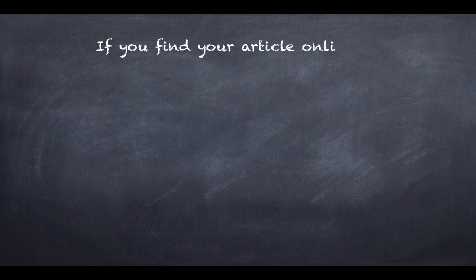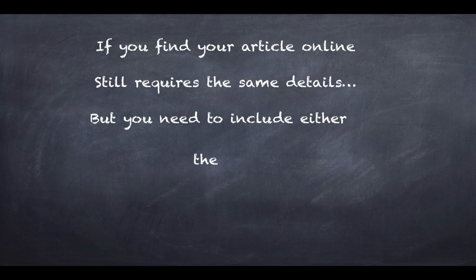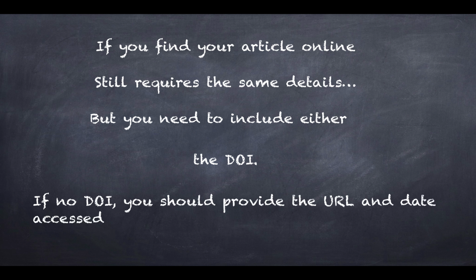But what happens if you find your article online, for example, through Discovery or on Google Scholar? Well, you still require the same details, so you must provide the author or authors, the year of publication, the article title, the journal title, the volume number, issue number, and the page numbers. But you also need to include either the DOI, and if you can't find the DOI, you should provide the URL which you found the article and the date accessed. For anybody who doesn't know, URL is just a fancy way of saying web address. So either provide the DOI or the web address on which you found it and the date that you accessed it.